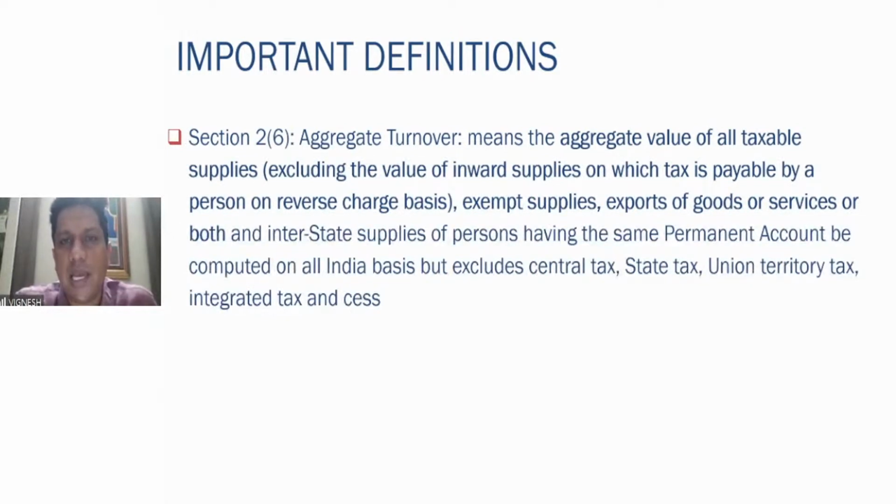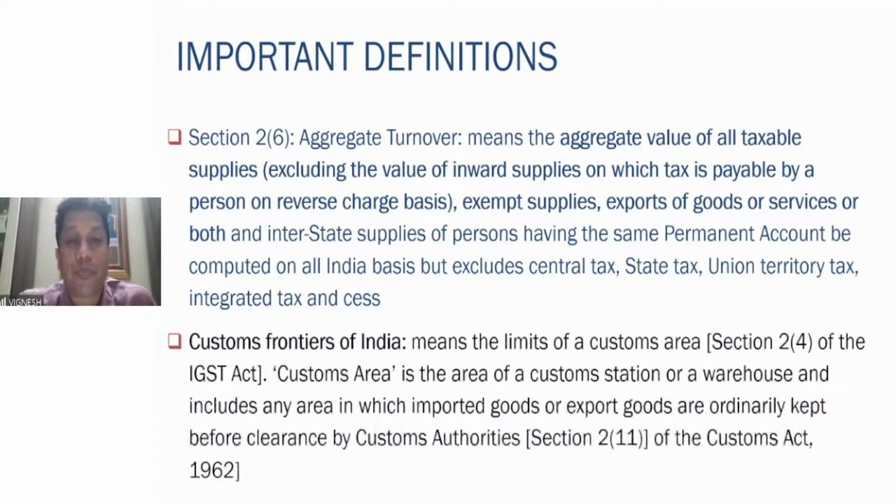So therefore, when I'm supplying goods or services to one particular person, let us say at a value of 10,000 rupees and the GST rate is 18%, I will not collect 18% from him. I will collect only 10,000 rupees, and that recipient will pay that 18% directly to the government. So 18% will be paid by the recipient to the government. That is covered under the reverse charge mechanism. So I hope that point is clear. And then the next, so aggregate turnover is a very important definition. How to calculate the aggregate turnover, you should understand.